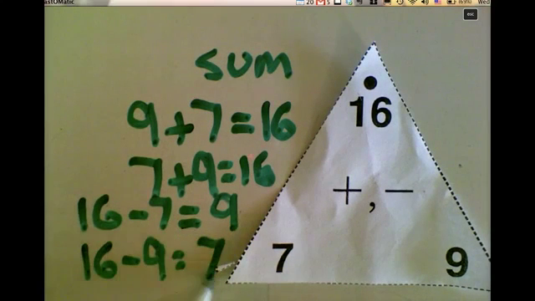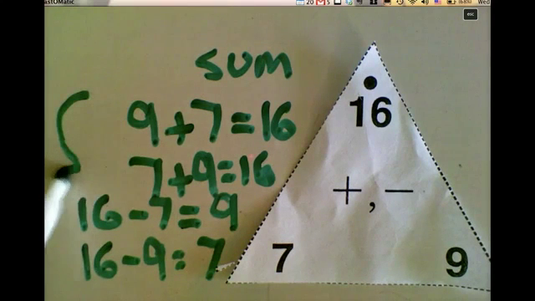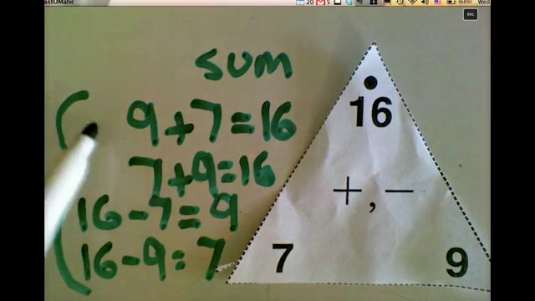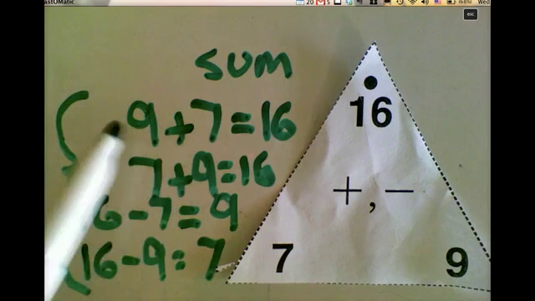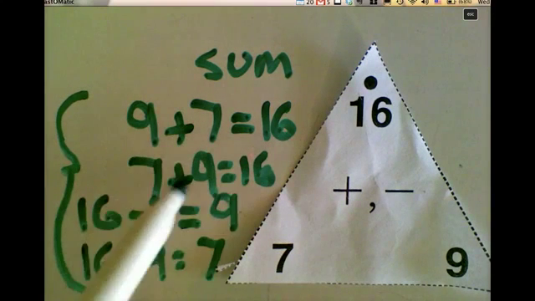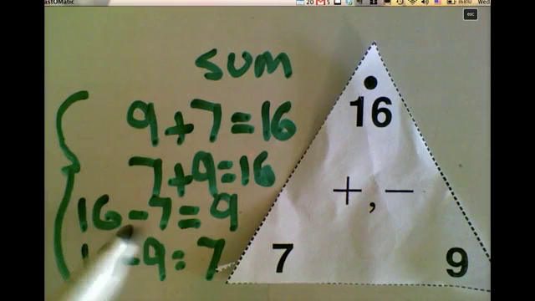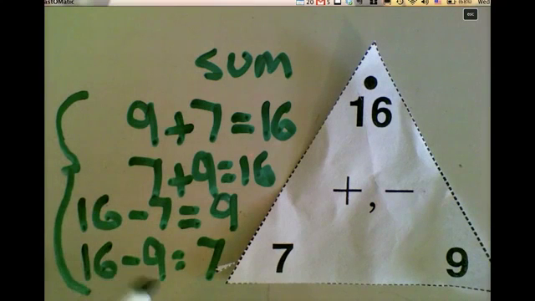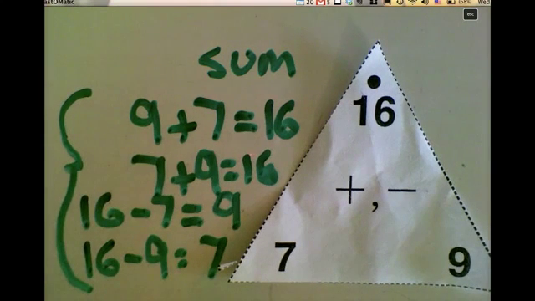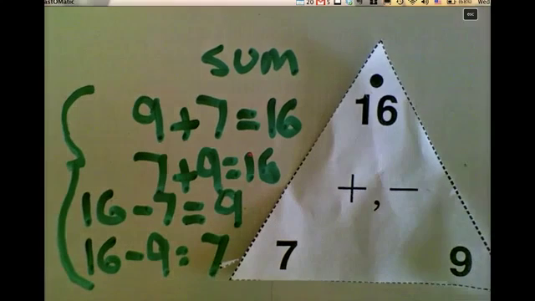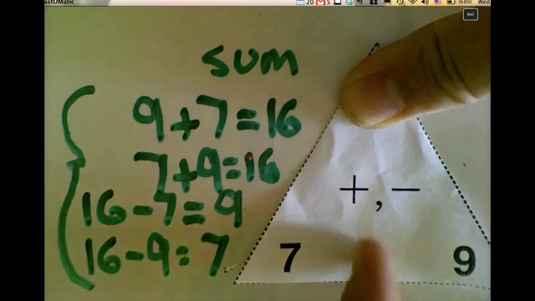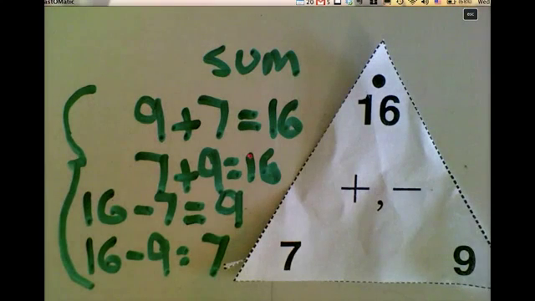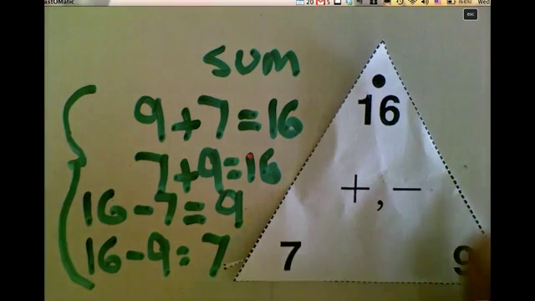So the entire fact family for this whole fact triangle is these four facts: 9 plus 7 equals 16, 7 plus 9 equals 16, 16 minus 7 equals 9, 16 minus 9 equals 7. So if you want to just practice addition, you're always going to be covering up the number with the dot. That is the sum. If you want to just practice subtraction, you're always going to be covering up a number that does not have a dot.